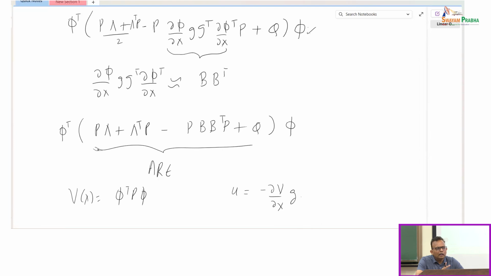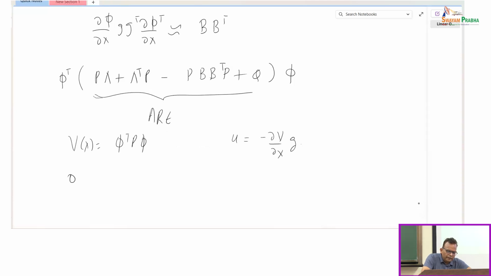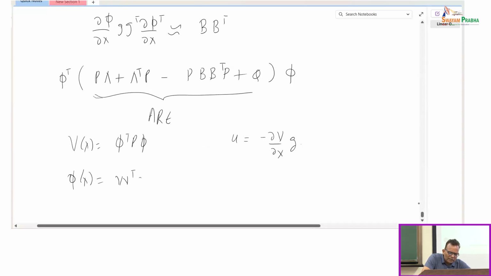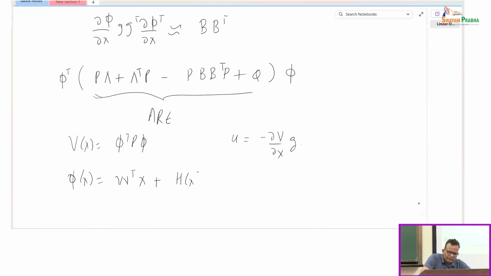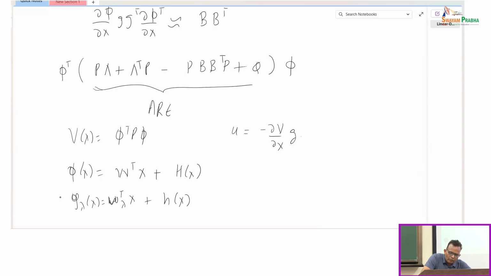And if you recall, the way we computed the phi was that we used the path integral formula. If you recall, phi is of the form W transpose X plus H of X. I'm writing it for the vector case. For the individual ones, it is of the form W lambda transpose X plus H of X, where W lambda transpose satisfies W transpose A equals lambda W transpose, right?